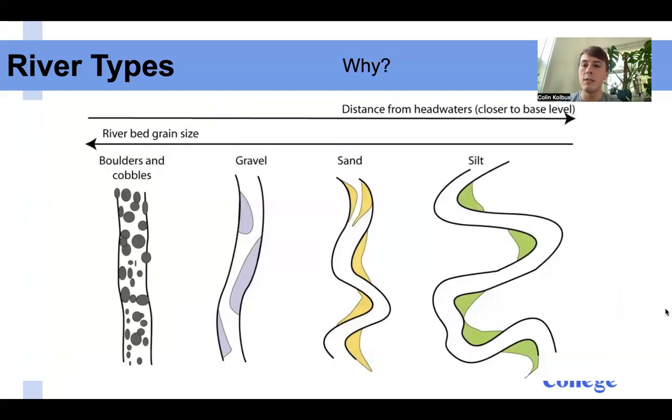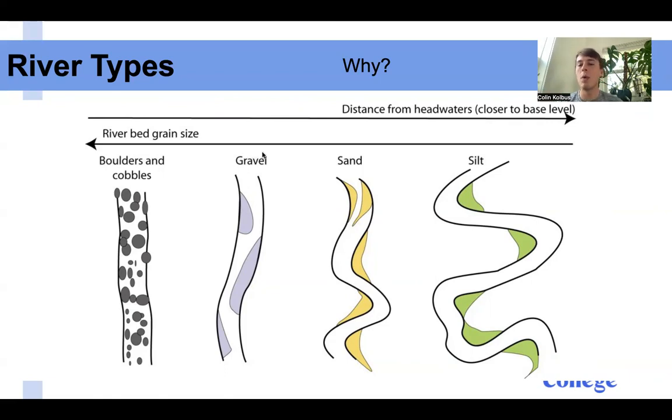Your distance from the headwaters will also tell you what kind of sediment you're going to find in your stream. I'd like you to take a moment to think about why that may be. So like I said, river velocity increases at these headwaters. We're over here, in our headwaters. That's when our water is moving the fastest because it has the steepest gradient. This is going to wash every type of sediment away except for really large boulders and cobbles.